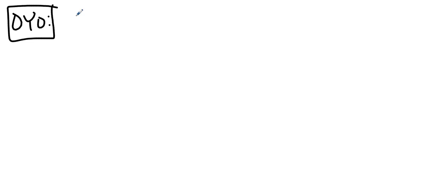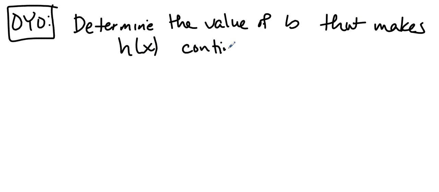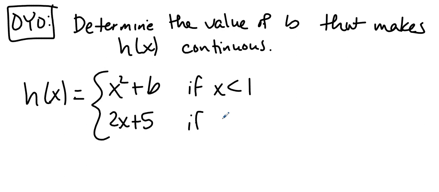So something for you to think about on your own: determine the value of b that makes h of x continuous, where h of x is this piecewise defined function. It's x squared plus b if x is less than 1, and it's 2x plus 5 if x is greater than or equal to 1. So you imagine this is a parabola and this is a line, and we want them to match up at the x equals 1 place.